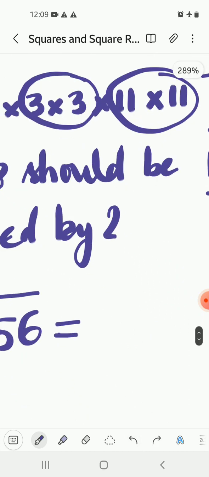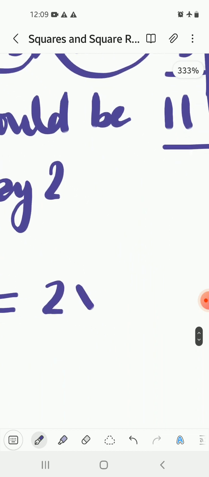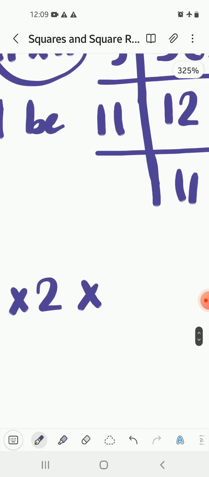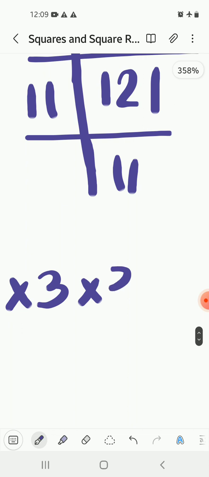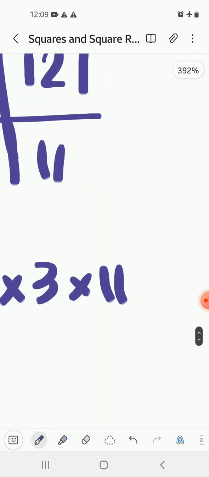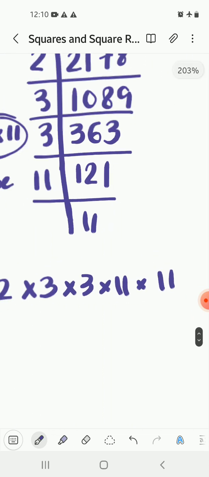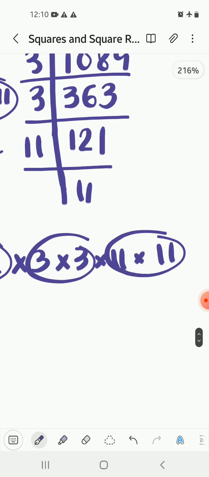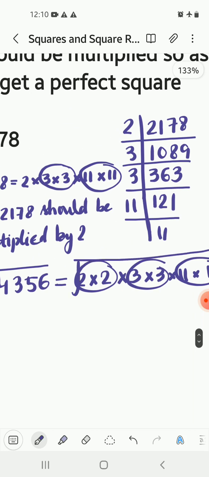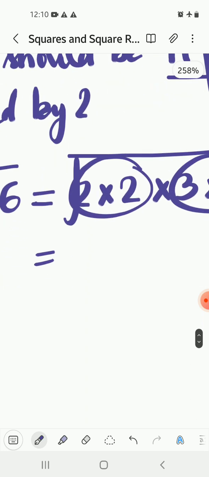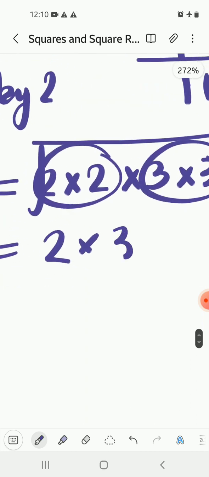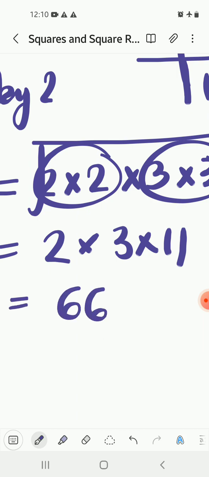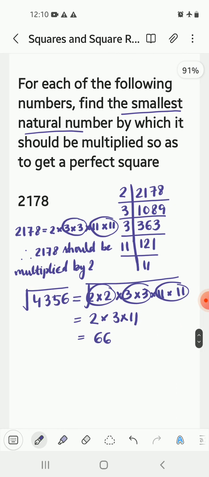So it will be simple, that is 2 into 2, there will be two 2s, there will be two 3s, and there will be two 11s as done previously. So you can see we will get the pairs out of it. We will get 2 into 3 into 11, which is 66. So this is how we are going to solve these type of questions.